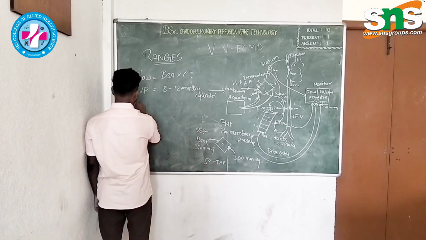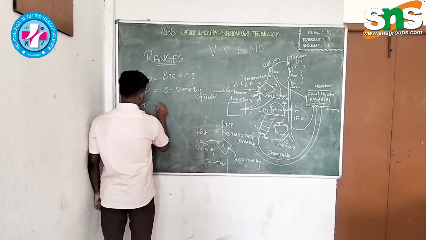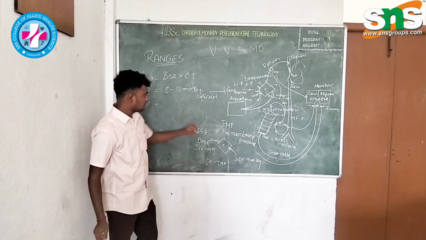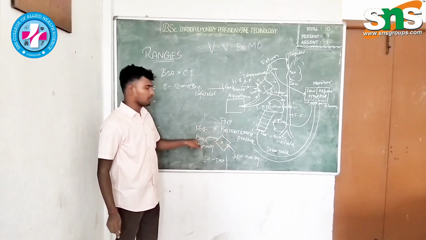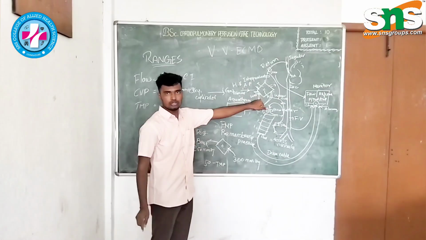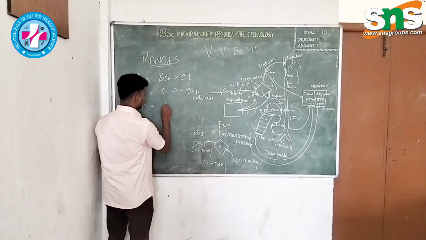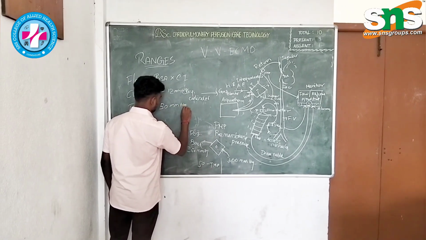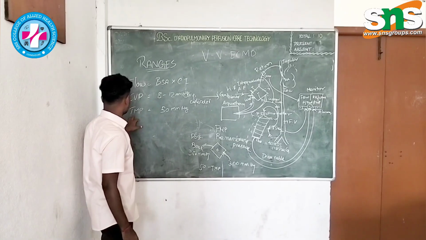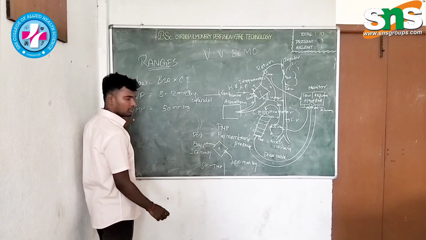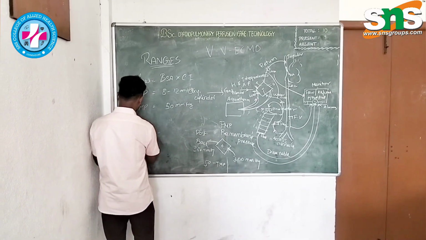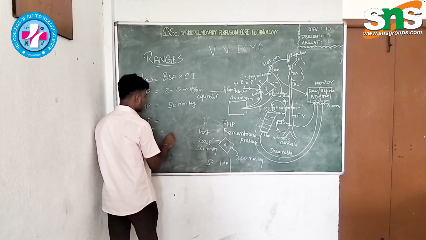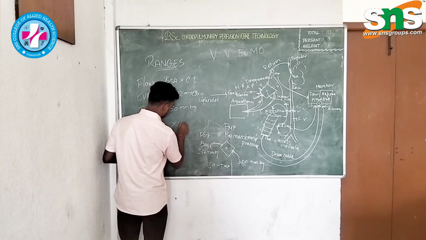And next is transmembrane pressure. Transmembrane pressure is the difference between the pre-membrane pressure and the post-membrane pressure, measured at the oxygenator. The difference should be 50 mmHg. And after the transmembrane pressure, the ACT should be calculated for each and every one. The ACT should be more than 300 seconds.